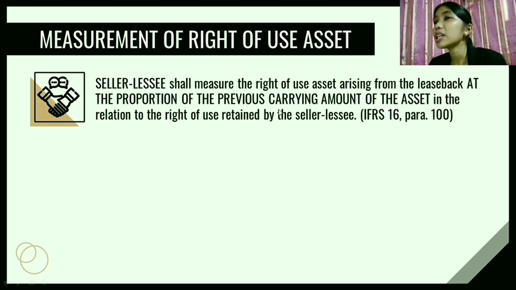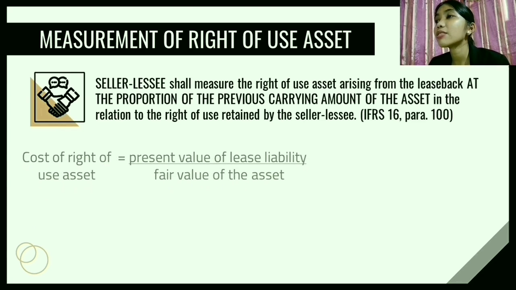So, ang formula po natin is cost of right of use asset is equals to present value of lease liability over the fair value of the asset multiplied by our carrying amount. So, ang ating pong present value of lease liability over fair value of the asset, ito po yung tinutukoy na proportion of the previous carrying amounts. Yung ating pong base dito is yung carrying amount ng ating asset.